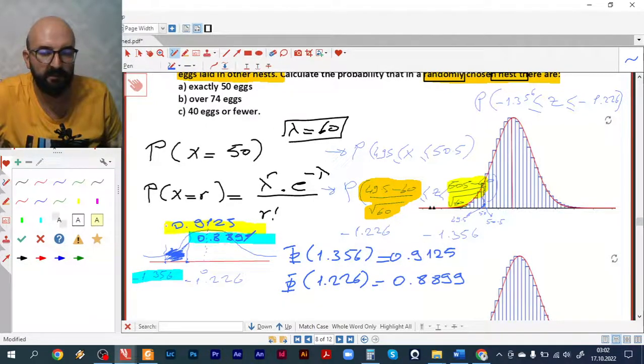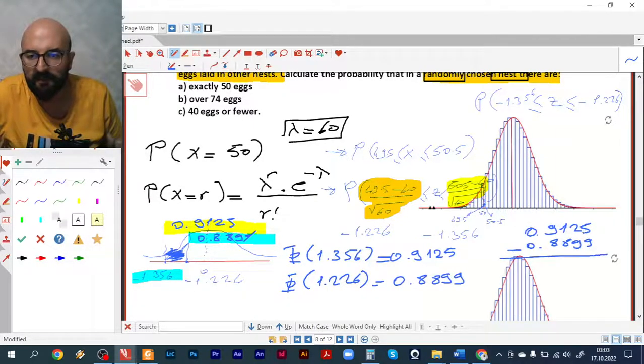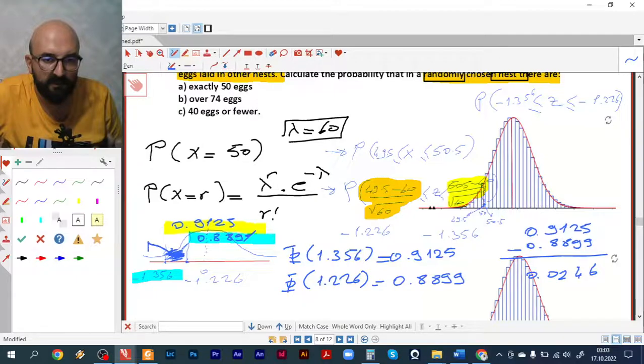If you want to figure out the area between these points, you should subtract these values. So you should figure out 0.9125 minus 0.8899, and it should be 0.0226. So the interval area, the area of the range between these points, is 0.0246. Okay.